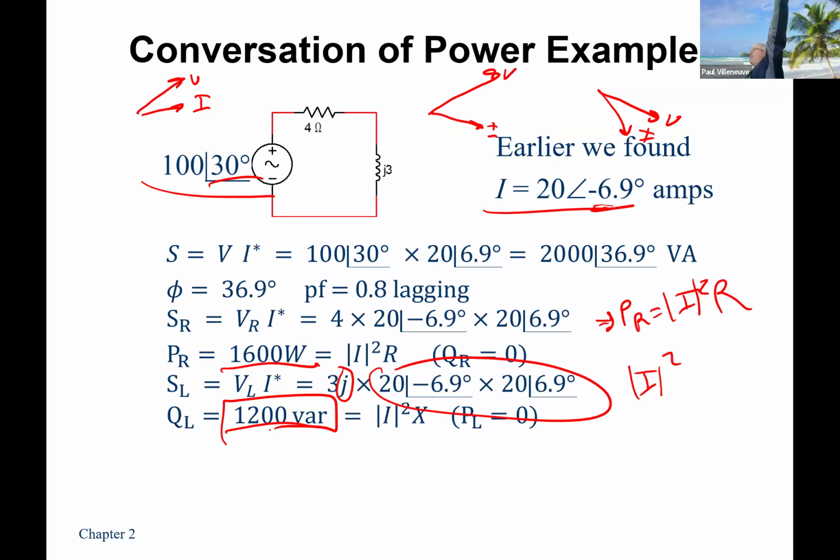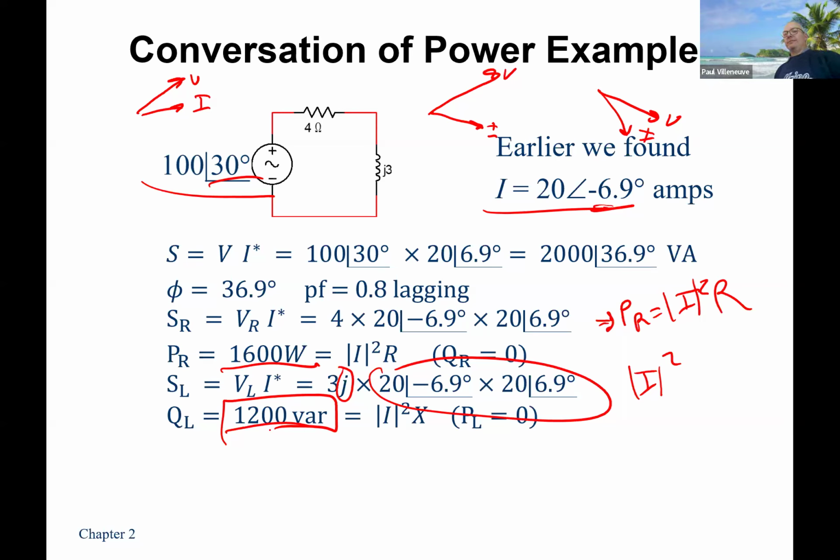Conservation of power. The power supplied from the power supply, 1600 plus J1200, has to be consumed by the load, 1600 plus J1200. If it didn't, you wouldn't have conservation of power. You'd have made a mistake. So I actually didn't even need to do these calculations. I did just to show you, hey, this all checks out. But in reality, you don't even need to do that. You know that all the real power in the resistor is 1600 watts and the reactive power is 1200 watts.